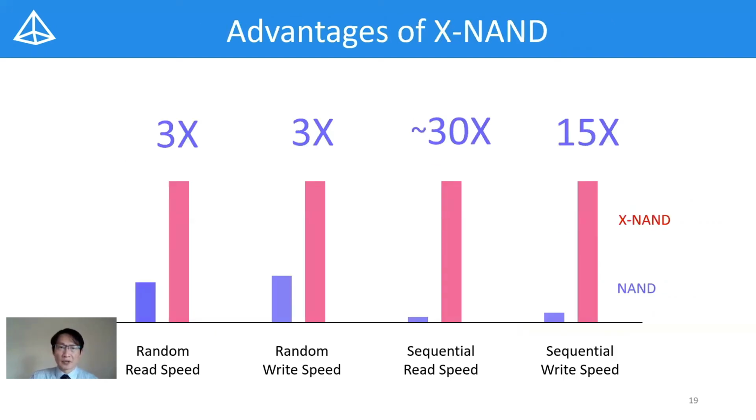This slide summarizes the comparison from SLC to QLC. You can see XNAND's performance is much higher than the conventional NAND. It can achieve 3 times random read-write speed and 15 to 30 times sequential read-write speed. This is amazing, isn't it?